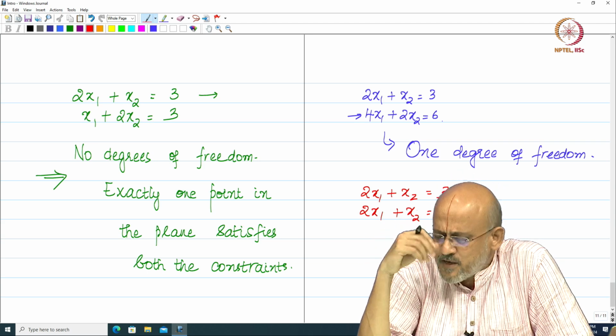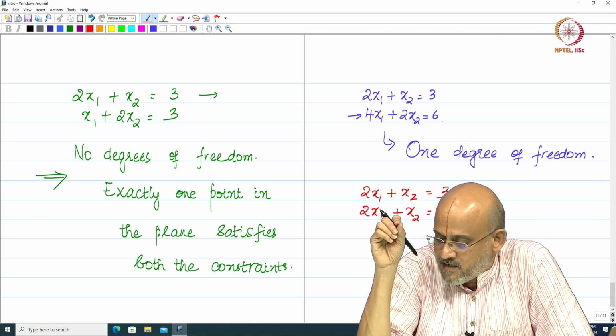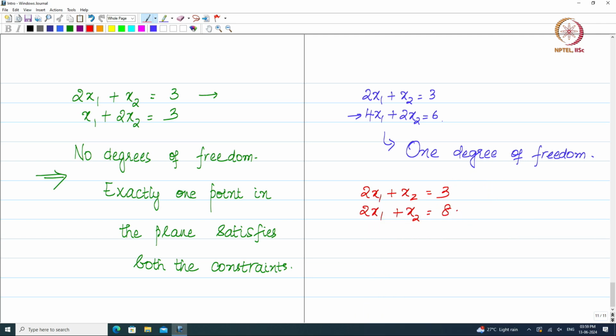That means there is no value of x1 or x2, no pair x1, x2, which simultaneously solves both the constraints. That is the thing that we have here. So what is the other interpretation that we are going to give? We are going to say that, look, even if you add more constraints, it could be so that you may not get a pair of numbers x1, x2 which will satisfy both the constraints.